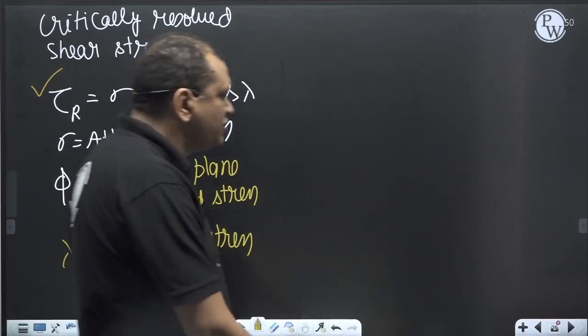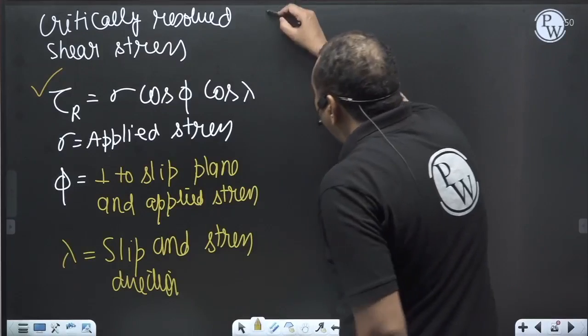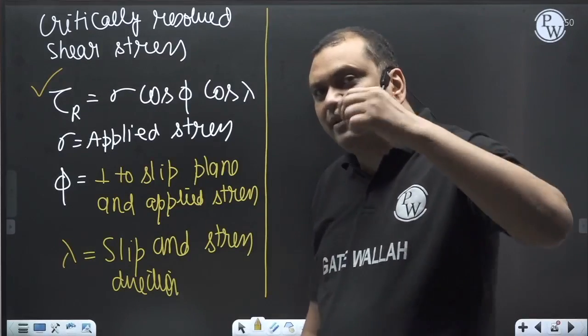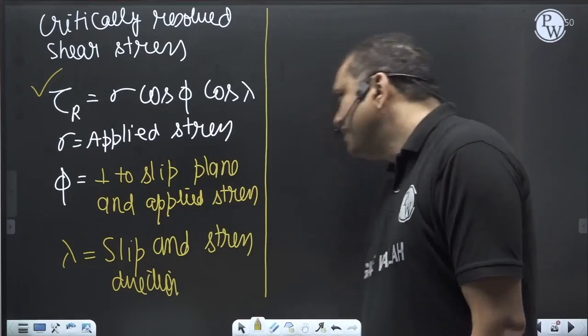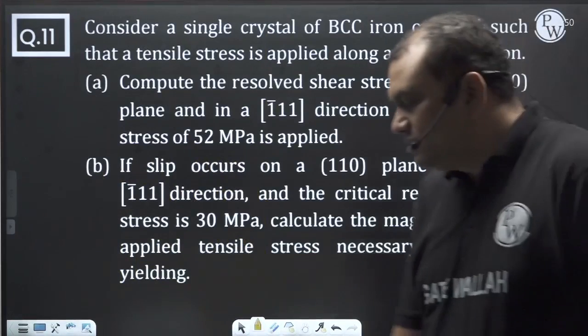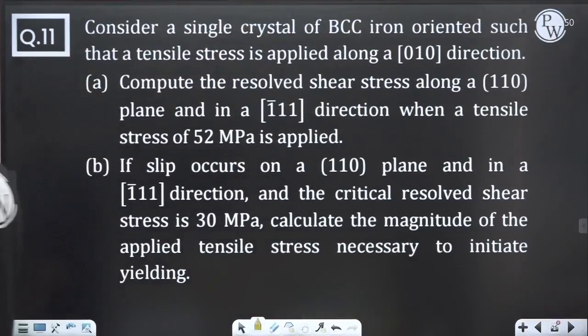Now read the question. This formula you must have mugged up in your graduation or from wherever you are studying material science, for any coaching. Now how to apply this formula, we will learn. Considering a single crystal, please read the question, then we will move forward.